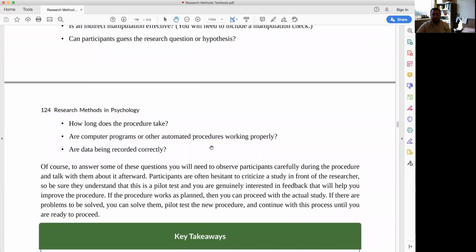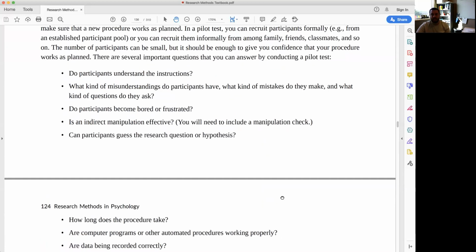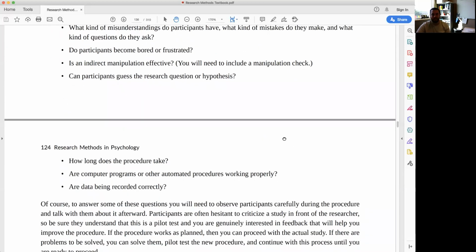Computer programs that you have different automated procedures, are they actually working the way that they're supposed to? Is the data being recorded correctly, right? Like all these things are kind of more of the technical things, but making sure that they work appropriately will save you a lot of time and headache and money in the long run.